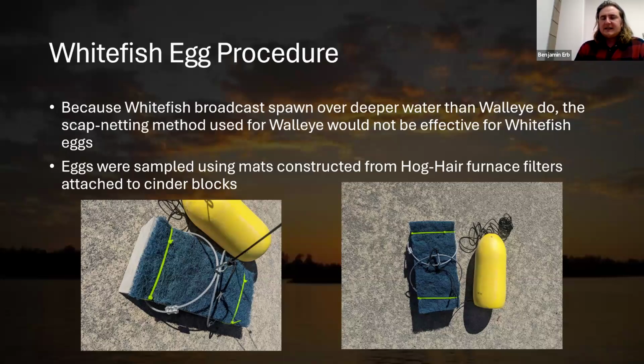Because whitefish are broadcast spawners and they spawn over a little deeper water than walleyes, the scap netting method that we use for walleyes would not be effective for whitefish. So we use egg mats, which were constructed from hog hair furnace filters and attached to cinder blocks. In these pictures here, you can see how I have that put together. It's a really fibrous material that when the whitefish spawn over, the eggs will just get tangled up in those fibers.